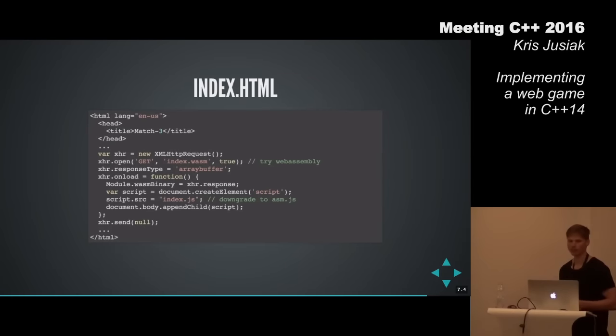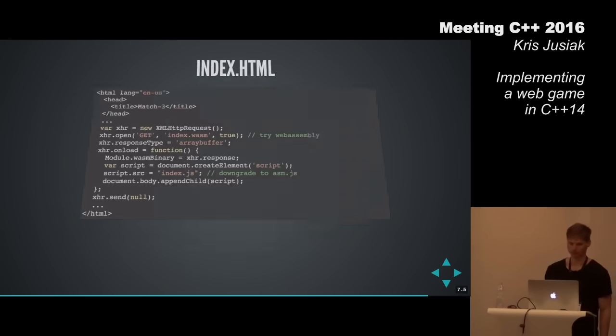And the index HTML looks like that. At first, we'll try to run WebAssembly, which is this index.wasm. And after that, if we don't have a browser which supports WebAssembly, because we have to have quite a fresh one and enable it these days, then we'll just roll back to the index.js, which is just JavaScript.